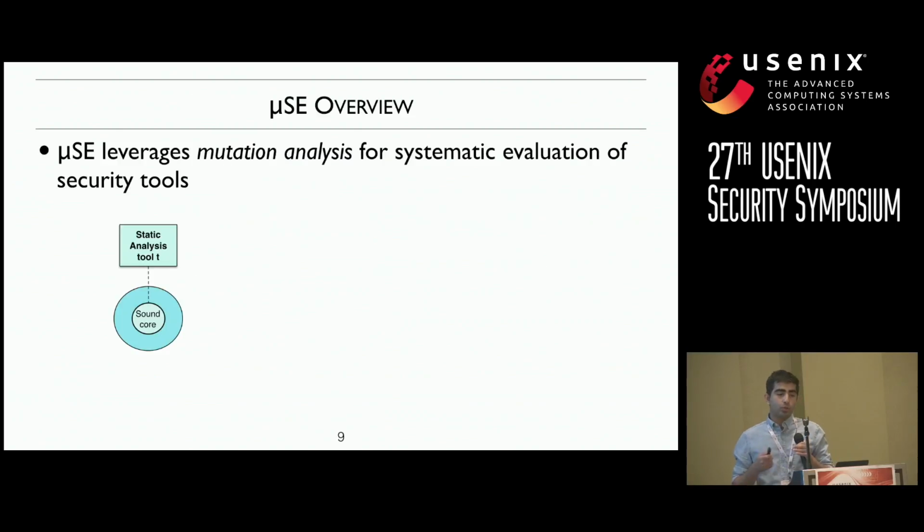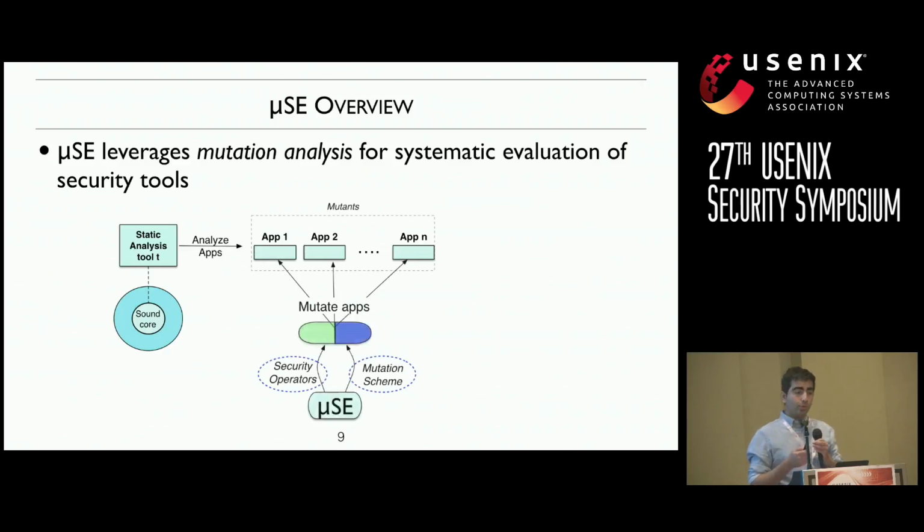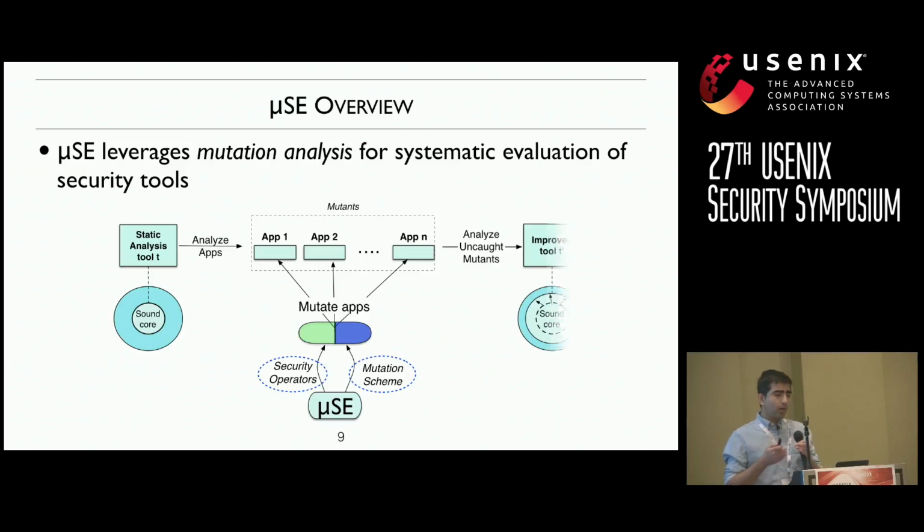So likewise in MUSE, we start off with a security tool with a sound core, and we test this tool against a set of apps. In our case, these apps are going to be mutants that are generated by MUSE with the help of security operators and mutation schemes. So we analyze the unkilled mutants to discover flaws in that security tool.